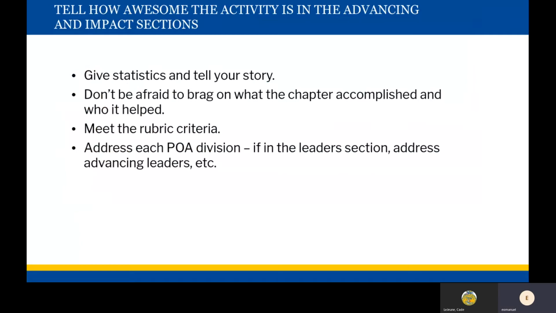And then make sure that you're meeting the rubric criteria. Address each POA division. If it's in the leaders section, address advancing leaders. And I'll show y'all this example next. But when I was judging, a lot of times I would see people who had it in the growing leaders division, but they were talking about how to advance agriculture. Well, that's not going to get you your points, because you're not addressing that division that you put the activity in. So you want to make sure that you're meeting that.